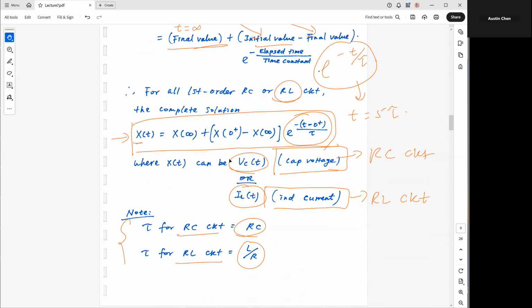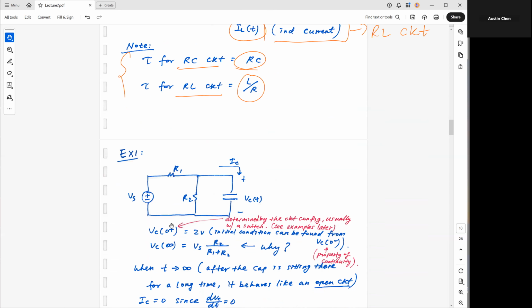So the initial condition here, the initial value, VC at 0 plus, we can assume that this is already given, okay? So we assume that this VC at 0 plus is equal to 2 volts, and we assume that this is given to us, and otherwise we will have to find it. In the subsequent examples, we will practice finding this VC at 0 plus, okay?